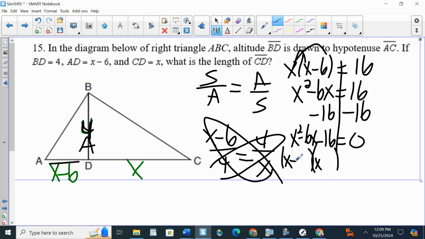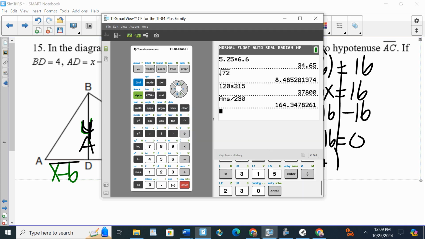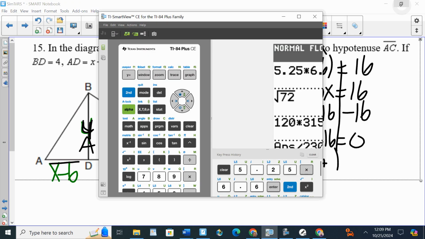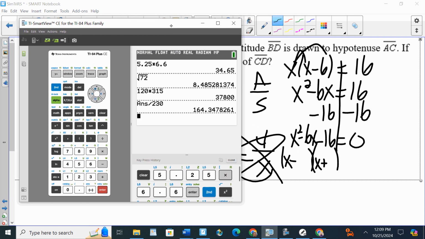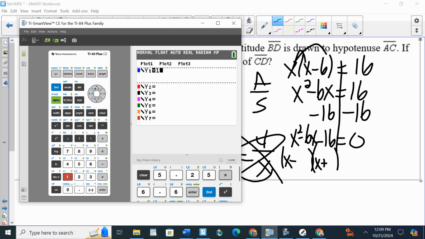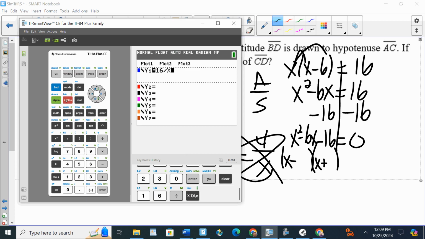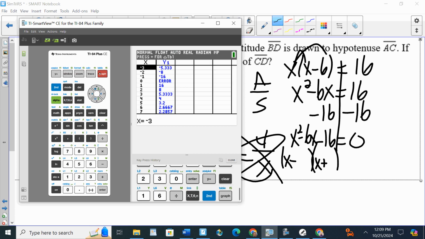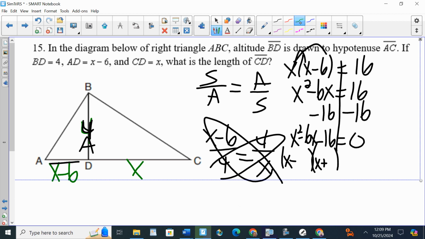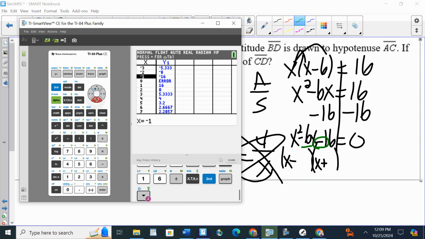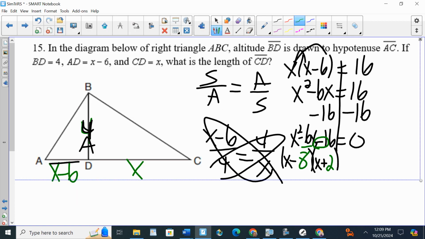First sign comes down. A negative and a negative is a positive. I'm looking for two numbers that multiply to 16. If needed, we can do our calculator trick. We can go to y equals, do 16 divided by x, and go to our table. I'm looking for two numbers that subtract to 6. I'm only looking at my positives, so 1 and 16 do not subtract to 6. 2 and 8 do. Bigger number goes first, equals 0.